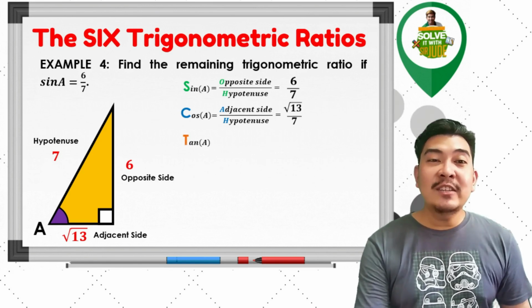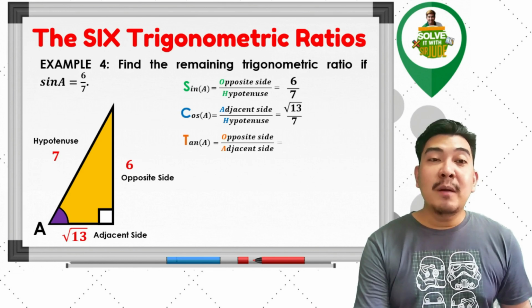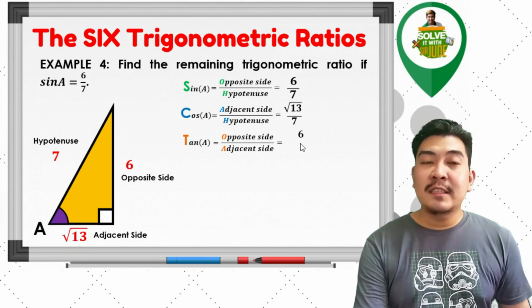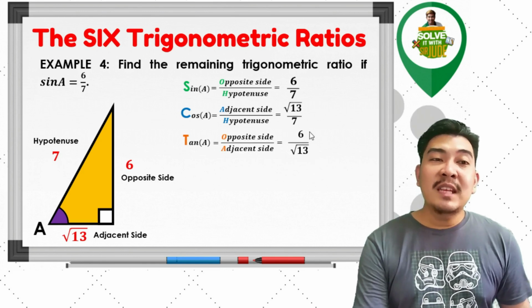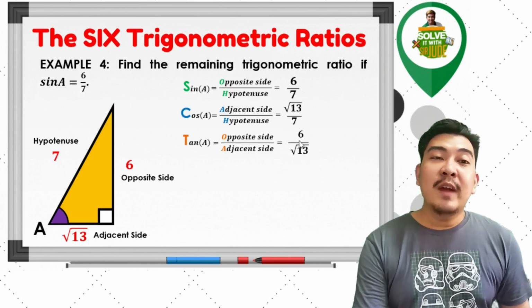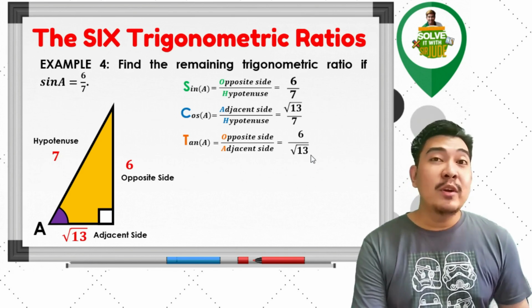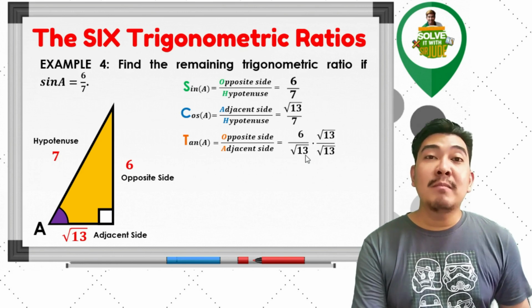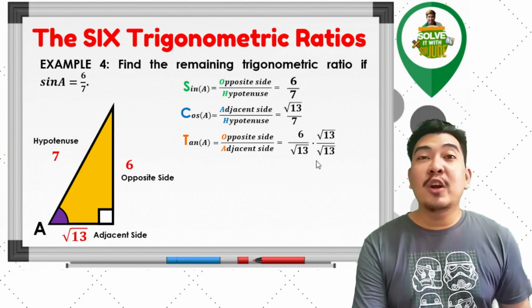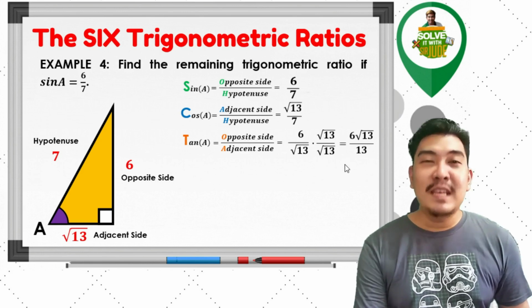So next, for tangent A, TOA, that will be opposite side over the adjacent side, and that will now be equal to, the opposite side is 6, and then the adjacent side is square root of 13. Take note that this fraction has a radical in the denominator. So therefore, we need to rationalize it. How are we going to rationalize? We need to multiply both numerator and denominator by square root of 13. And if we simplify, we will obtain 6 square root of 13 over 13.